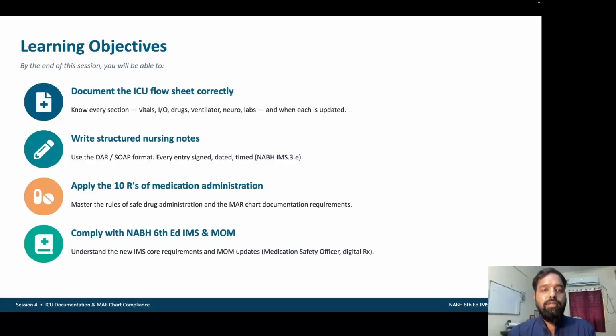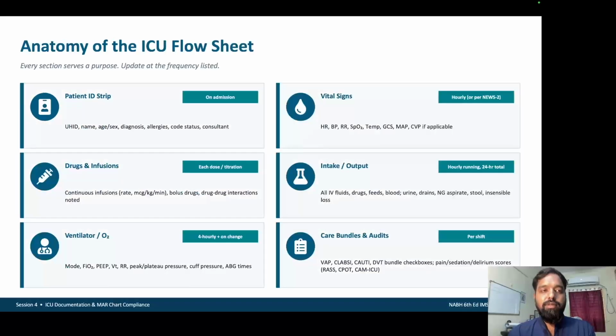To document the ICU flowchart correctly and know every section like vitals, intake output, drugs, ventilator and neuro assessment, lab values, each being updated in a correct manner. And write structured nursing notes using the DAR or SOAP format, and every entry signed, dated and timed as per the NABH. Apply the 10 rights of medication administration. Master the rules of safe drug administration and MAR chart documentation requirements. Comply with the NABH 6th edition. IMS and MOM updates will be discussed further in this lecture.